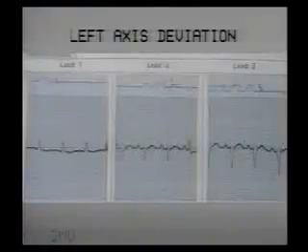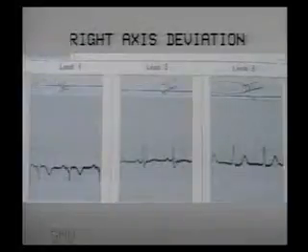This ECG shows left axis deviation. Left axis deviation is seen in left ventricular hypertrophy, left bundle branch block, and inferior wall infarct. This ECG shows right axis deviation. Right axis deviation is seen in right ventricular hypertrophy, right bundle branch block, and anterior wall infarct.